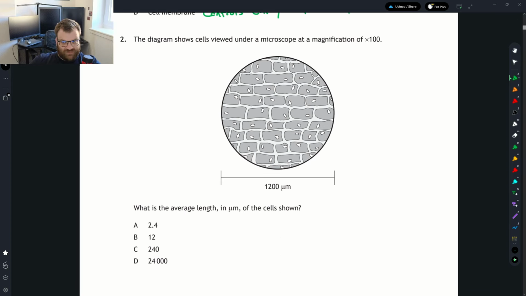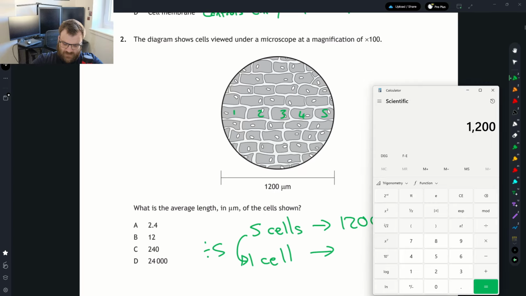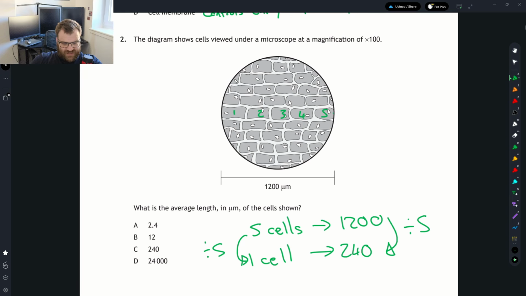Okay, so they tricked me at first. I was thinking it was something to do with the magnification, but what they're just asking is what's the average length of the cells shown? Well, if it's 1200 micrometers across from left to right, we have got 1, 2, 3, 4, 5 cells across. So if 5 cells is 1200, then to get what one cell would be, we divide by 5. You do the same on both sides. So 1200 divided by 5 gives you 240 micrometers as our answer.